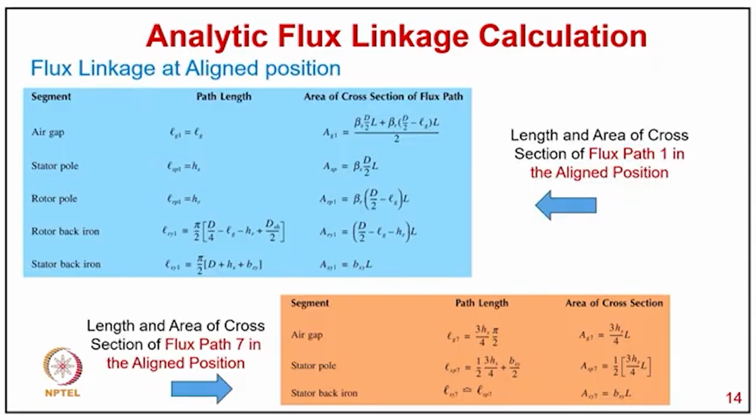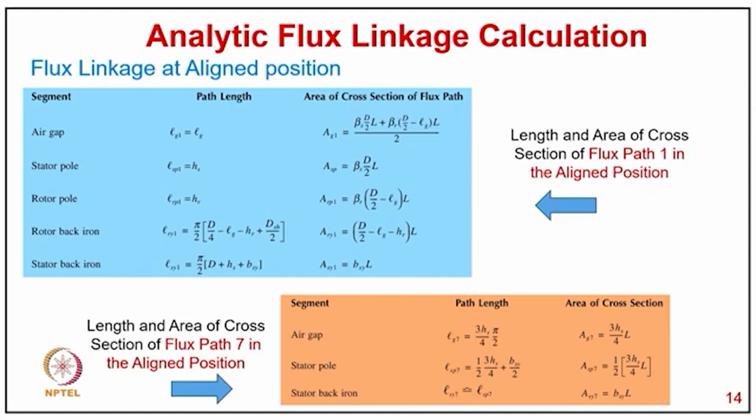So now you can see how the flux linkage at the aligned position consists of the air gap. We can call it LG1 equal to LG, and you can calculate the area AG1, that is BS D L, D by 2 L plus BR in bracket D by 2 minus LG into L divided by 2. And similarly for all these calculations for flux path 1 for the aligned position, the stator pole LSP1 equal to HS, that is the height of the pole. So the area is ASP equal to BS D L, D by 2 L, and the rotor pole is LRP1 equal to HR, that is the height of the rotor. And the area is ARP1 equal to BR in bracket D by 2 minus LG into L.